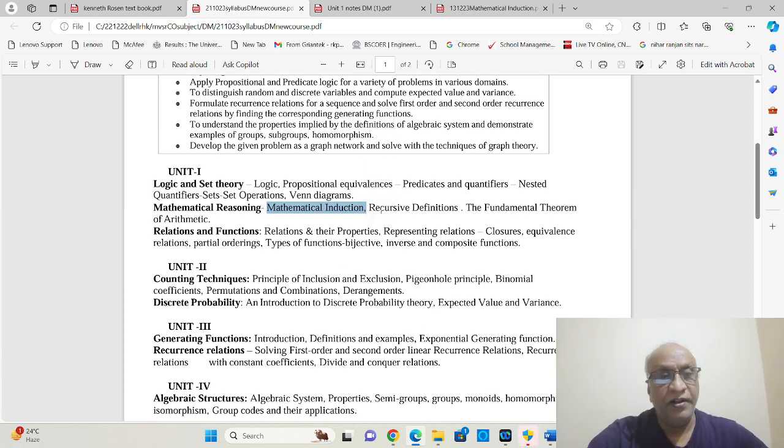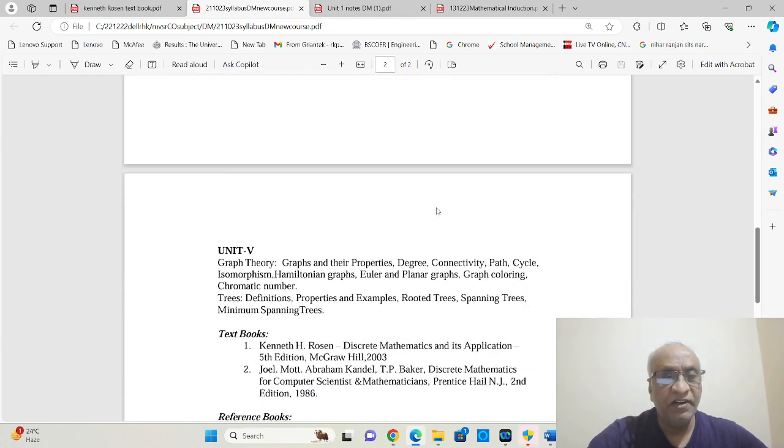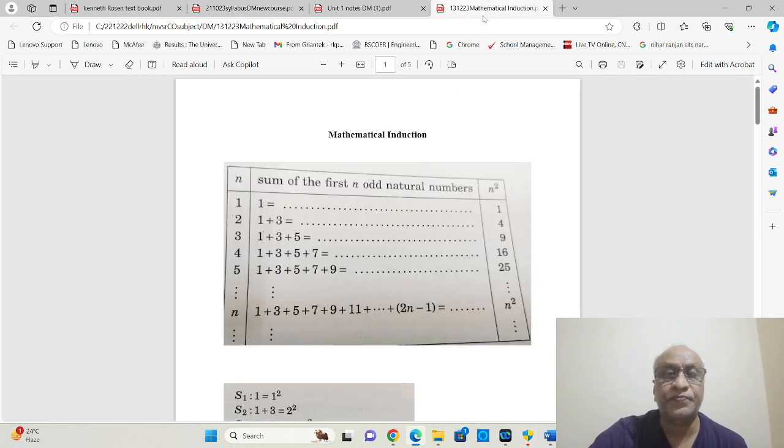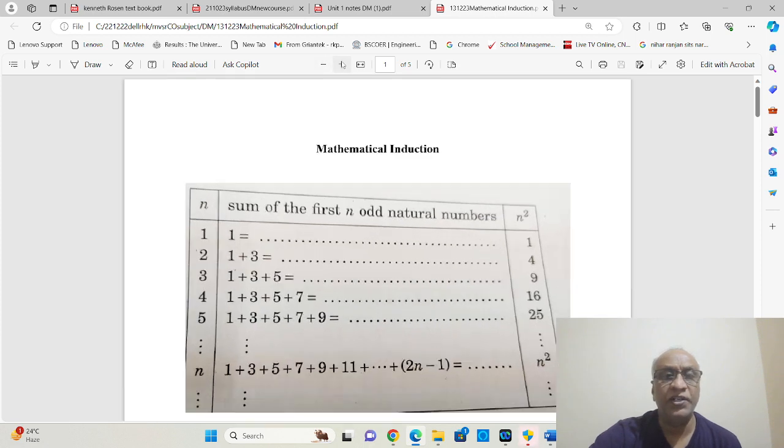And for today's content delivery, we are using this prescribed textbook by Kenneth H. Rosen, Discrete Mathematics and its Applications from McGraw-Hill Publications, 5th edition. So we are using this book to derive today's discussion contents. So the topic under discussion is mathematical induction.